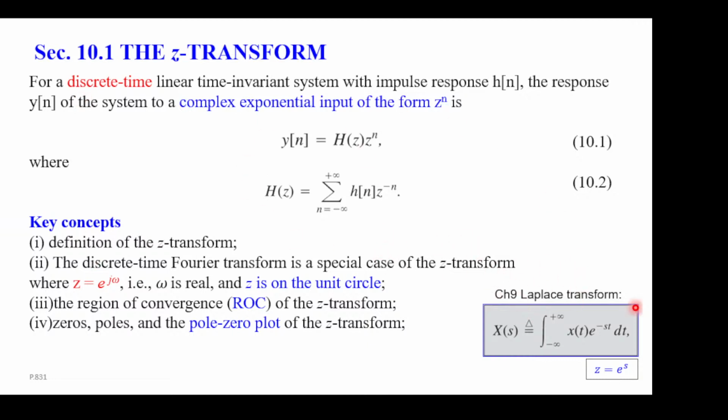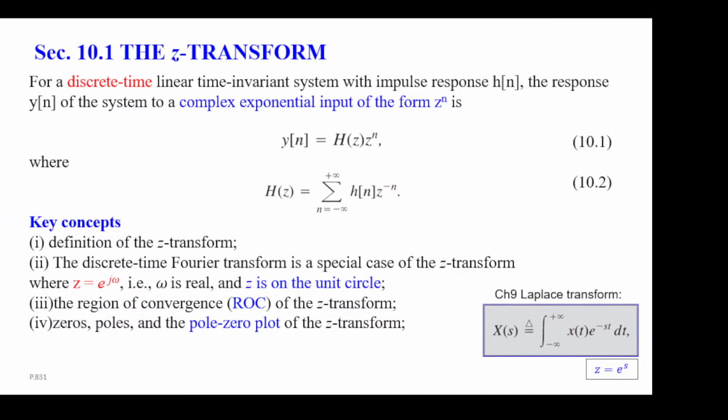But we can also do a comparison with chapter 9. Remember, we dealt a lot with the Laplace transform. The Laplace transform, we say, is a big X of s, where this s is an arbitrary complex number, and this is the integral of x of t times e to the minus st dt. If you compare this and this, you see that it's very similar. The x is like this h of n. You have the integral because x is continuous, and you have a summation here. The main difference is that instead of e to the st, now you have z to the minus n. So you see that z is like e to the s.